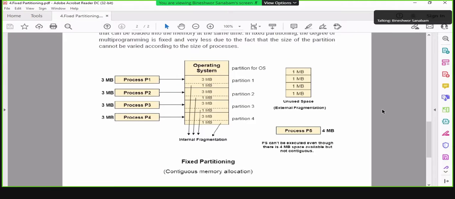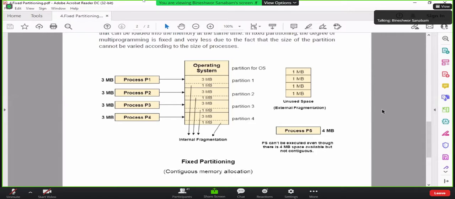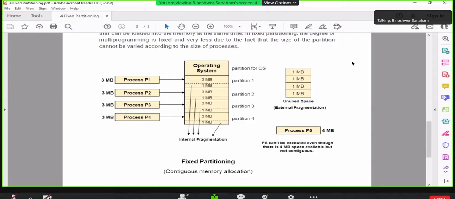Just look at this diagram. We have four processes, each requiring 3 MB of memory, whereas we partitioned the memory into 4 MB blocks. So if we partition with 4 MB while the process requires only 3 MB, what is being wasted? 1 MB, and 1 MB for the second one, 1 MB for the third, and 1 MB for the fourth as well. So in each partition there is a wastage of 1 MB.